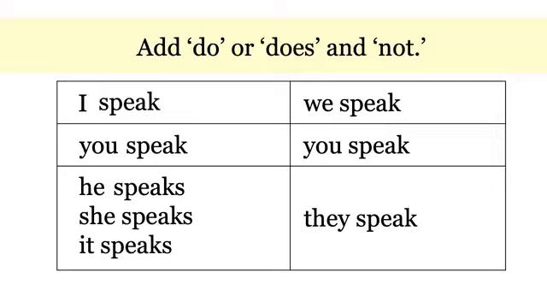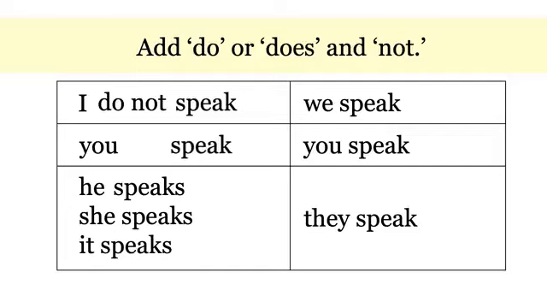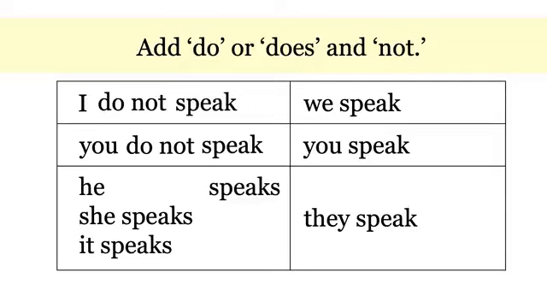Let's look. You see the verb chart here for speak. I speak. We move speak over and add do not. I do not speak. It's the same for you. You speak changes to you do not speak. And here we've got he. I'm going to move speaks over, but remember, the form of do for he is does. So he does not speak.